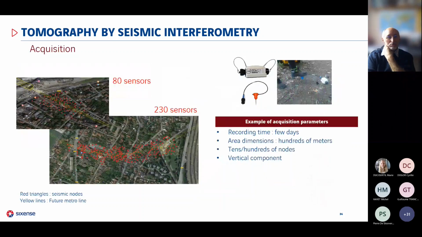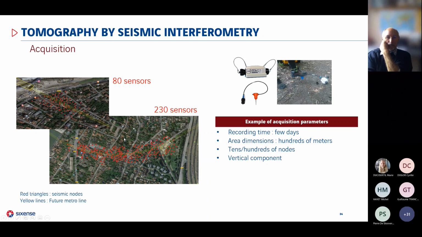So in order to present this method to you, I will show you step by step how it is done, starting with the acquisition. The acquisition consists of deploying a network of sensors with a very random design. The sensors are small autonomous nodes, as in this example here.